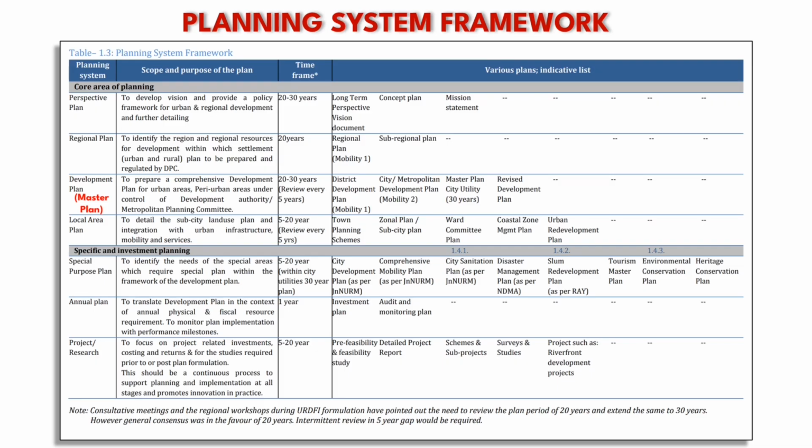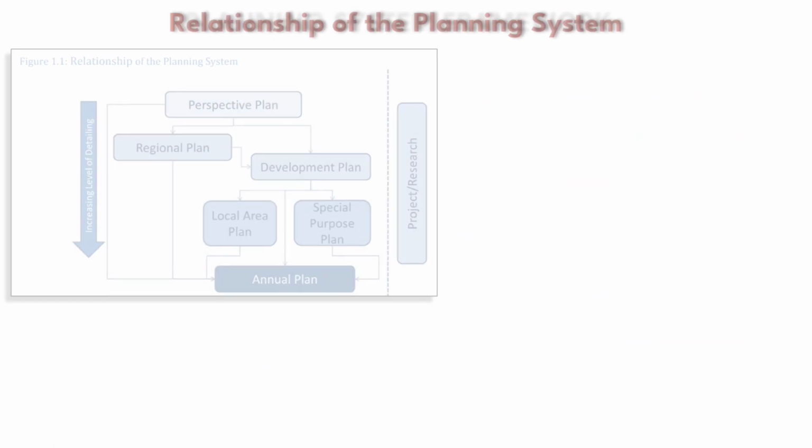Next comes the development plan. They are also called master plans. These plans are prepared for next 20 to 30 years and reviewed in every 5 years period. These are the comprehensive development plans of urban areas or peri-urban areas, and sometimes it includes rural areas if its growth rate is higher than the usual rural areas or economy or income of household is shifting to non-agriculture activities.